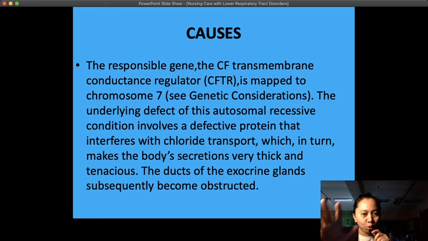Okay, and then ito yung cause. So the responsible gene, the CF transmembrane conductance regulator, or the CFTR, is mapped to chromosome 7. You can see the genetic considerations. The underlying defect of this autosomal recessive condition involves a defective protein that interferes with chloride transport, which in turn makes the body secretions very thick and tenacious. The ducts of the exocrine gland subsequently become obstructed.